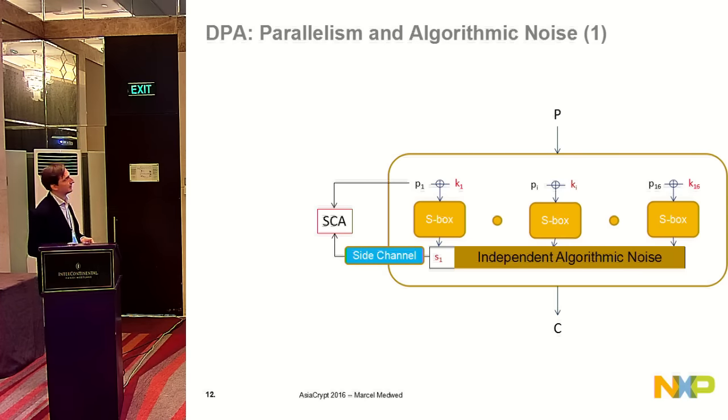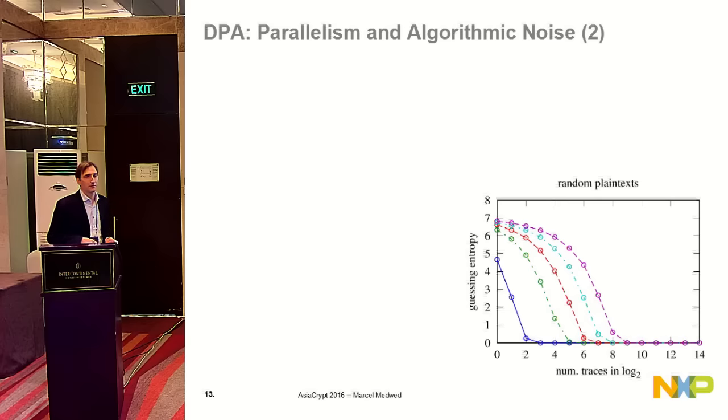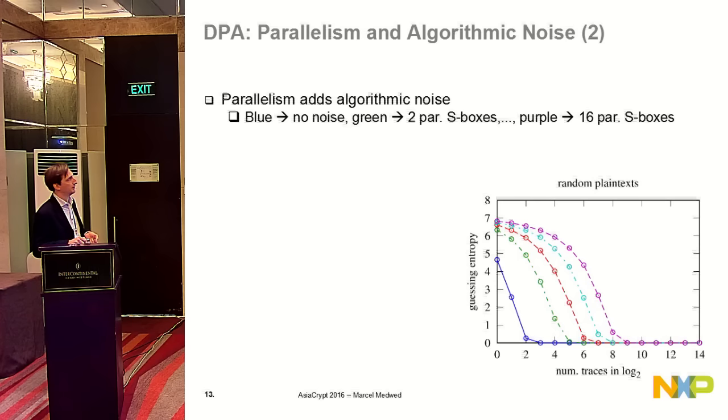So this is a plot of attack simulations. In our simulations, we always use noise-free Hamming weight leakage and perfectly computed templates. And you can see that parallelism increases the algorithmic noise, and therefore we need more traces. On the y-axis, you have the guessing entropy of a single key byte in log scale, and on the x-axis, you have the number of traces needed, also in log scale.